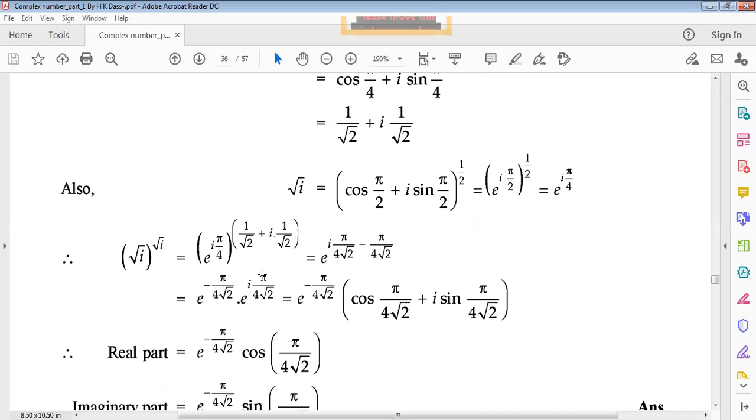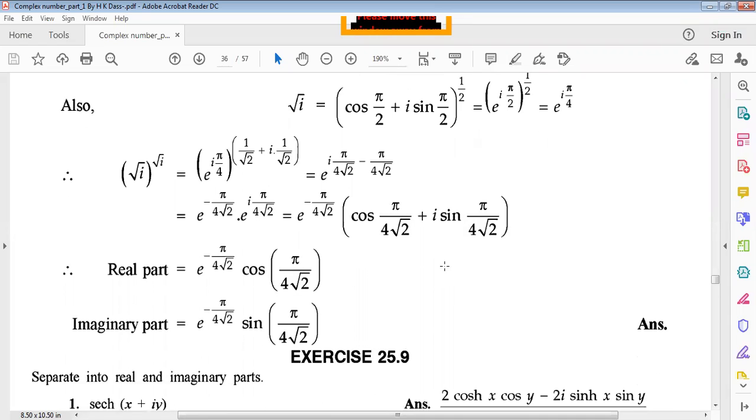But what is the formula for e to the power i theta? Theta means pi by 4 root 2. So e to the power i theta equals cos theta plus i sin theta. Now what will be the real part? This is the real part and this is the imaginary part. Now equating, the real part equals this and the imaginary part will be this. Very easy.